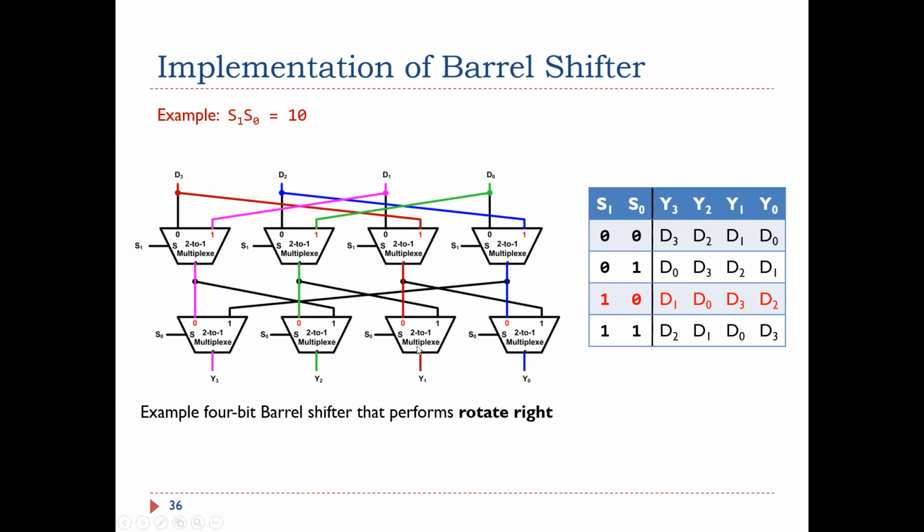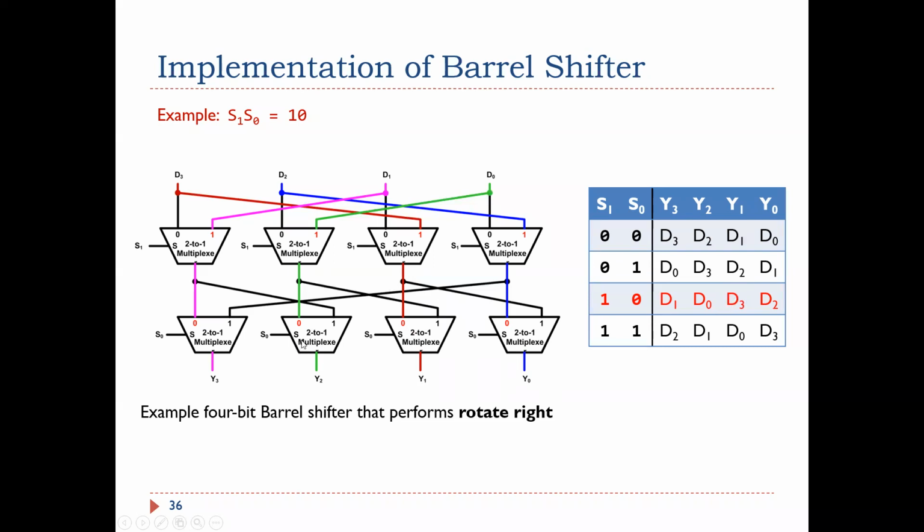In the second case, let's take a look at the upper stage here. S1 equals 1, and it's going to give us D3. So it's going to select D3, and D3 will be passed here, and S0 equals 0, so it is going to select the first input, which is D3, and D3 will be passed here. That's exactly what we are looking for as the output of this second bit.